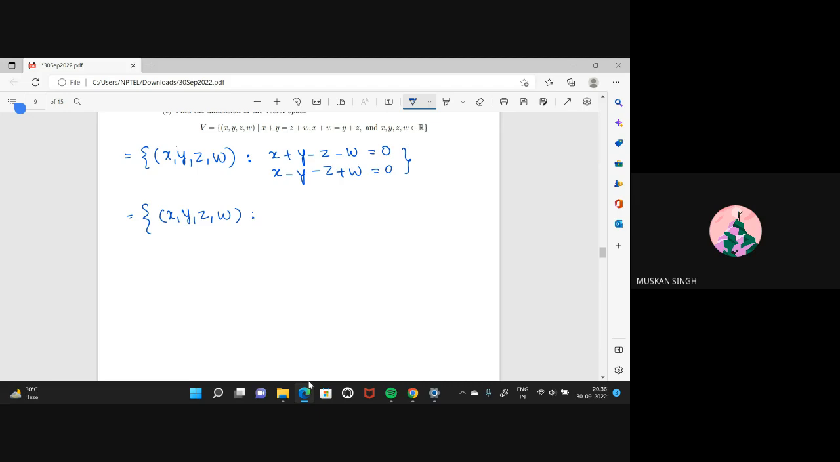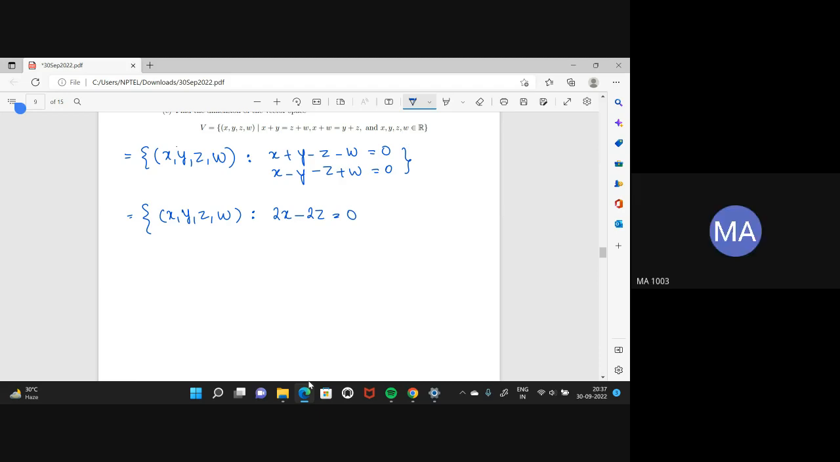Defining a variable. Find the spanning set. How will we do that? We have a system of two equations. We can add these for one variable. When you add them, what will you get? 2x minus 2z equals 0, so 2x equals 2z. Yes, you will get this.